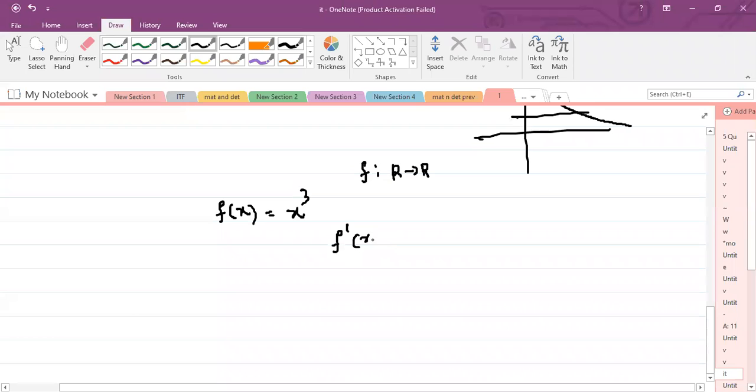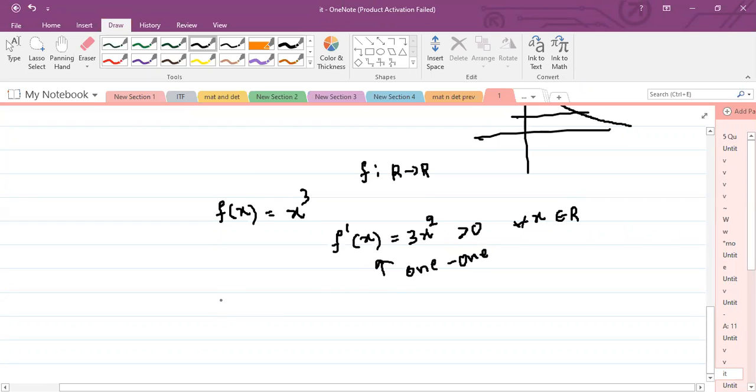I will consider f dash of x, which is equal to 3x square. Since it contains an x square term, I can say this is greater than 0 for all x belongs to R. Therefore, it is 1-1.